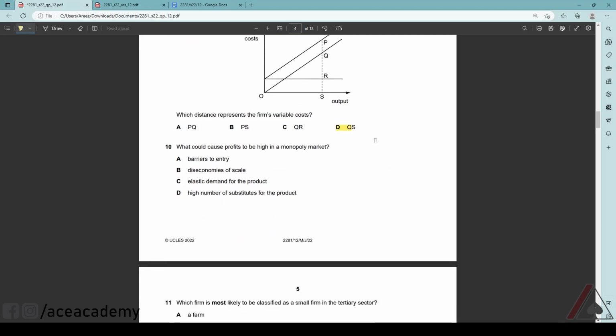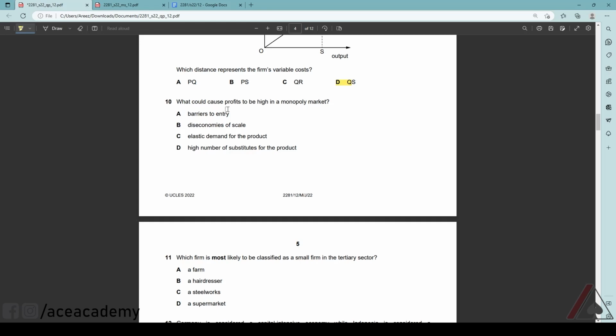QS. Number 10. What could cause profits to be high in a monopoly market? A, barriers to entry, which is true. The reason why there is a lot of profit in a monopoly market is because other firms in that industry cannot enter the market and take market share. Therefore, a monopoly market is created. So A can be your answer.